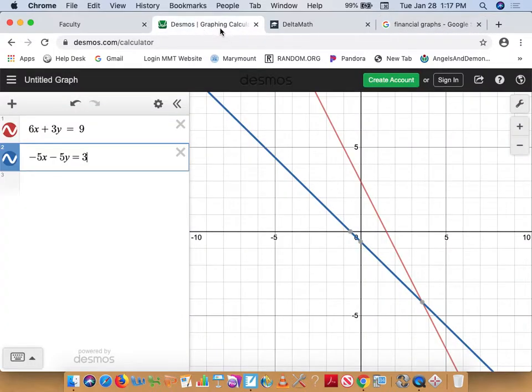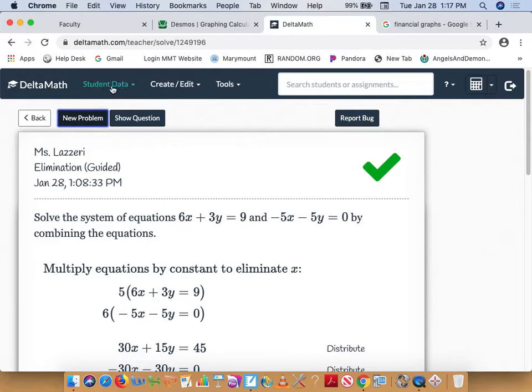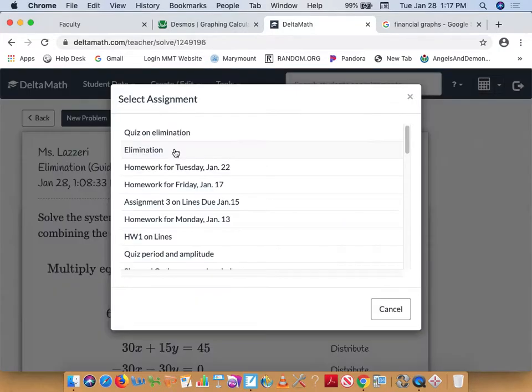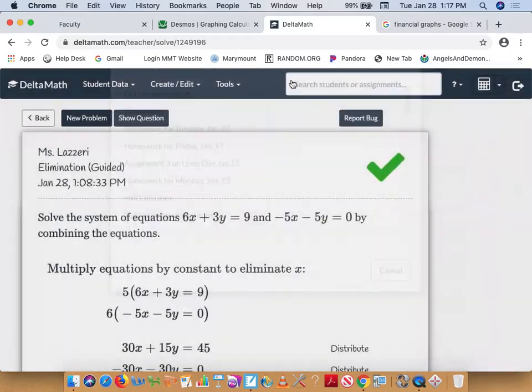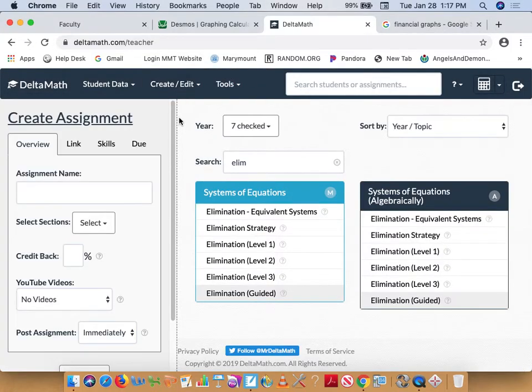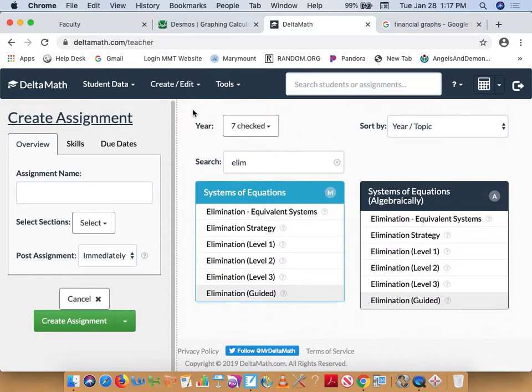Oh, this is, let me show you this Delta Math. That's not what I wanted. What in the world? Okay, I'm finally where I want to be.